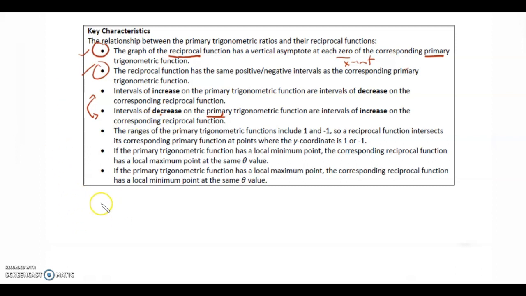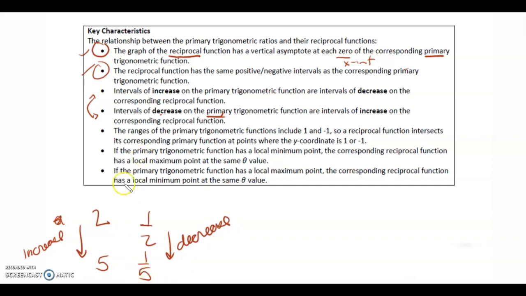Okay, and that's partly number sense. As a number gets bigger, so say you have the number 2, well, 1 over 2 is going to be the reciprocal. But then if you have the number 5, 1 over 5 is going to be the reciprocal. So as these numbers increase, the reciprocals are going to decrease. They're going to get smaller and smaller. And then vice versa. Okay. The ranges of the primary trig functions include 1 and -1. And that's where they intersect.